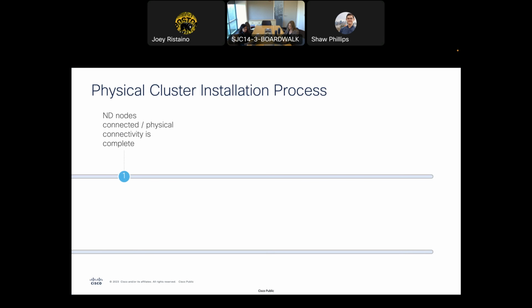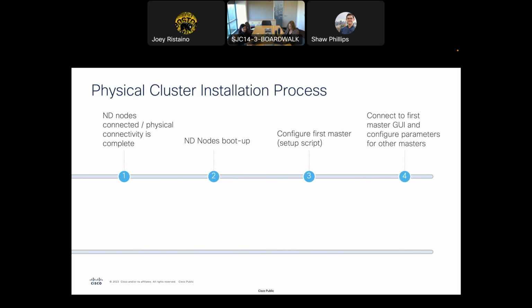The first step would be to make sure that all the physical connectivity is complete. Everything is physically connected in your lab. The second step is when the ND nodes boot up, they are powered on, they are up. Now we go to the first master using the console or SSH, and there we configure the first master. We will see that we only configure the management IP over there, and after that, we are going to connect to the GUI of the first master and then configure all the different parameters for other masters over there.